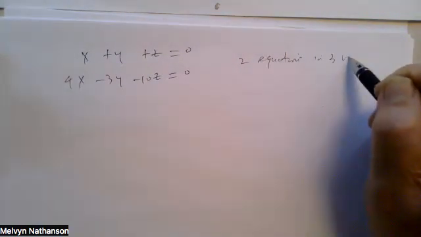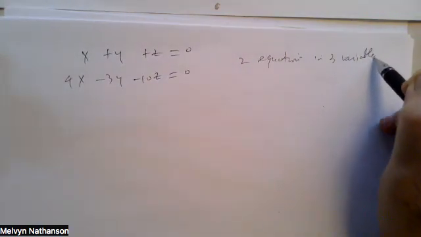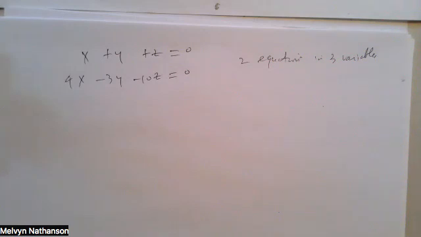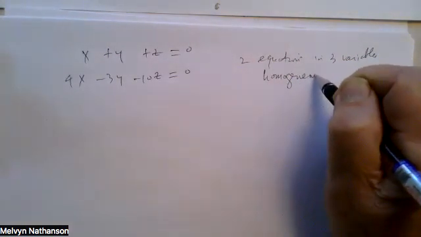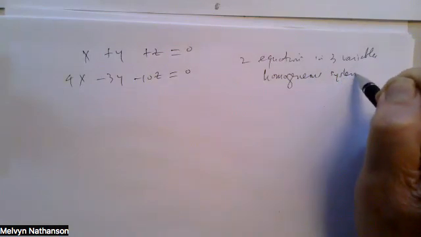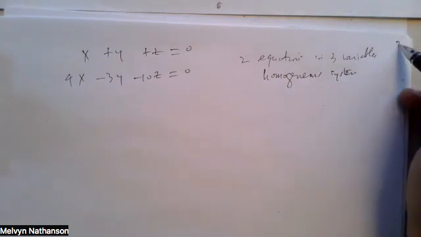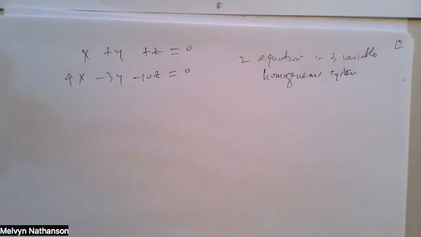In three variables, x, y, and z. And it's homogeneous. It's a homogeneous system because the right-hand sides are both equal to 0. Let's try and find the solutions.